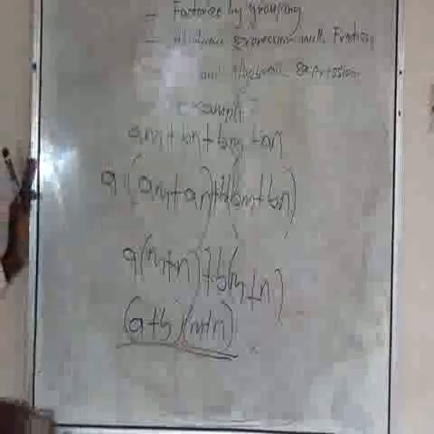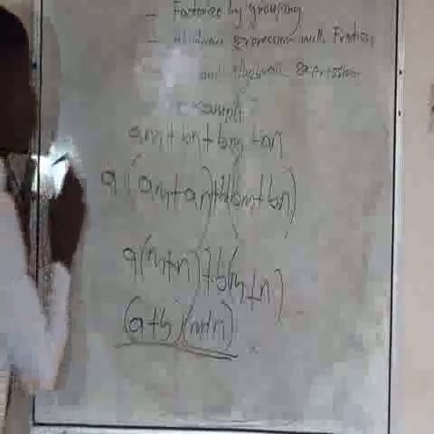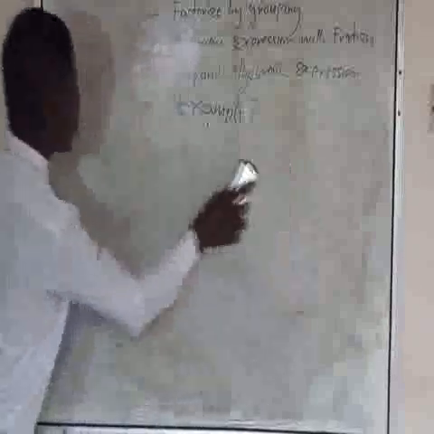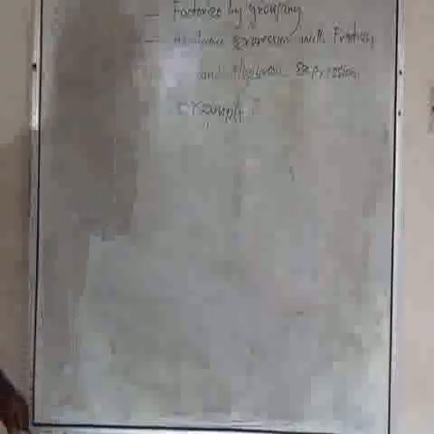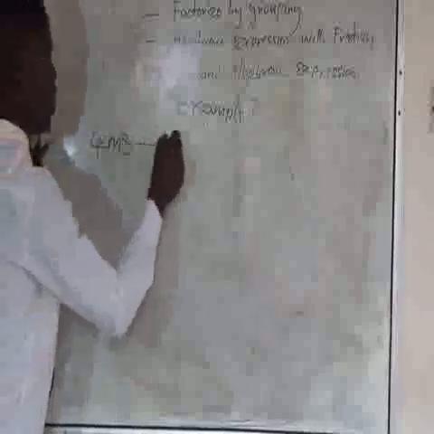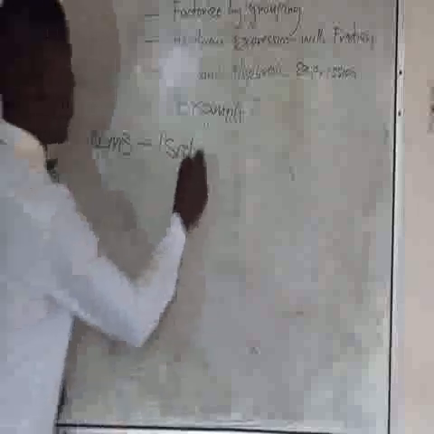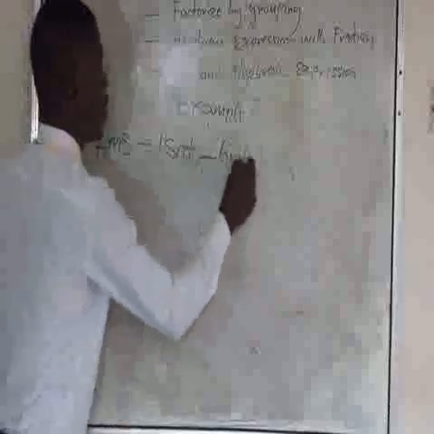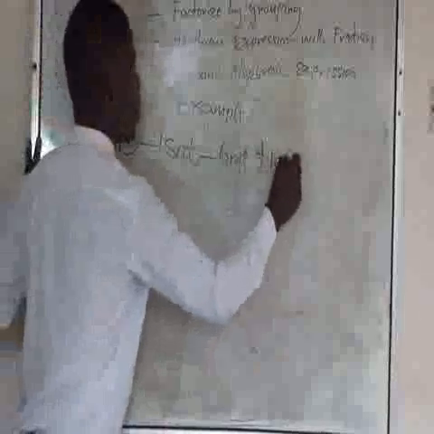Example 2. 4mx minus 15nt minus 6mt plus 10nx.